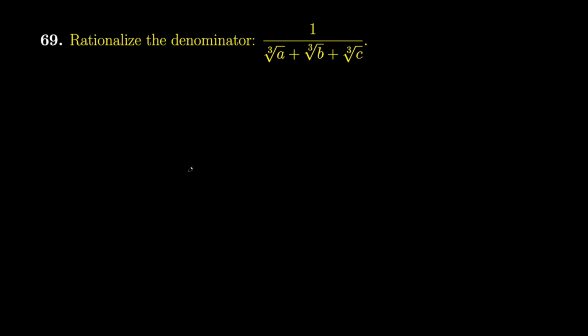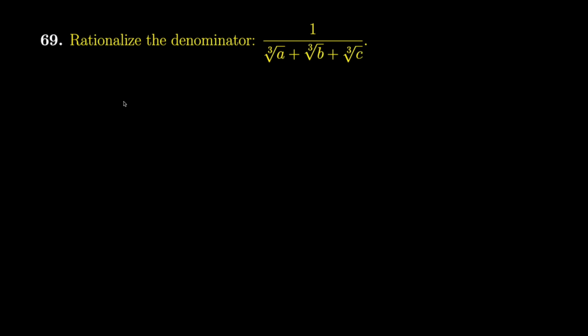Problem 69, rationalize the denominator. So this is going to be a two-step solution. I'm going to do the first step, and then the second step is going to be something much easier.